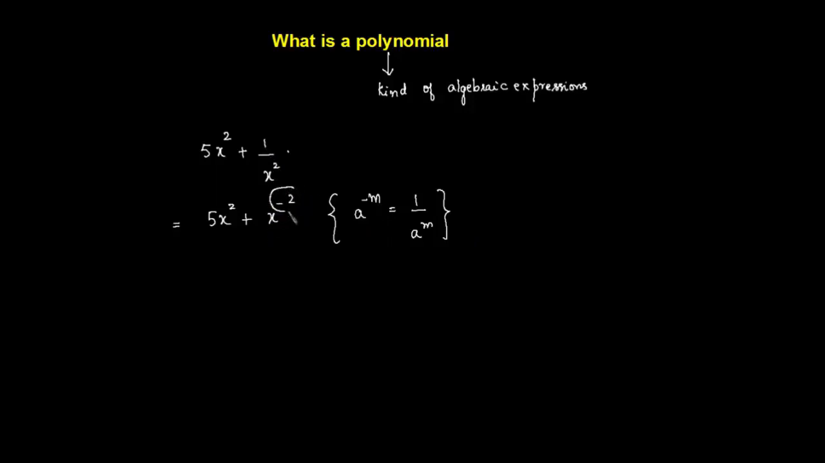And look at the power to which x is raised. This is a negative number. So if the variable is raised to a negative power, then also you say that the given expression is not a polynomial. So this is an example of an expression which is not a polynomial. Let us see a few examples and find out which of those examples are polynomials and which are not.